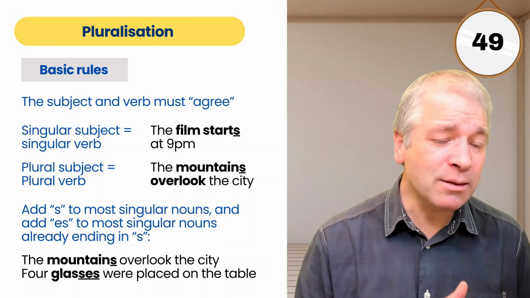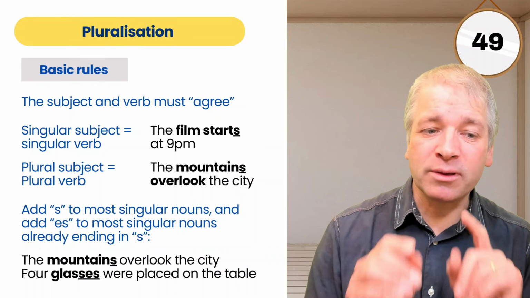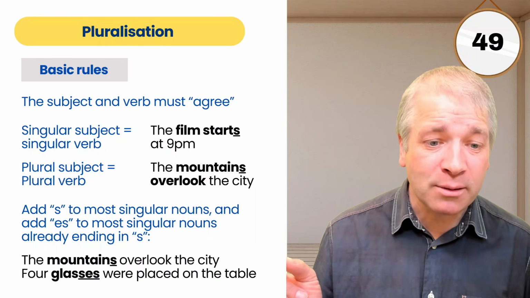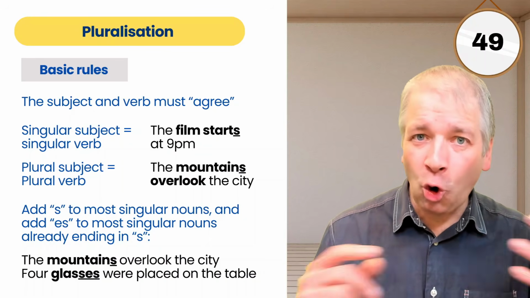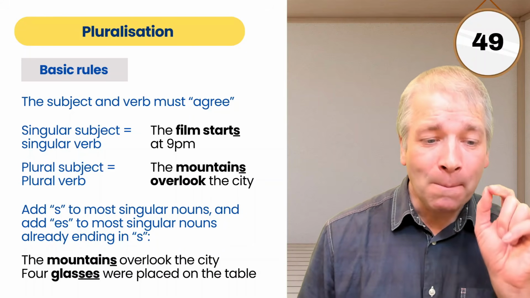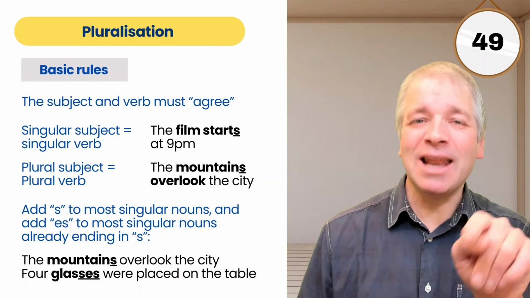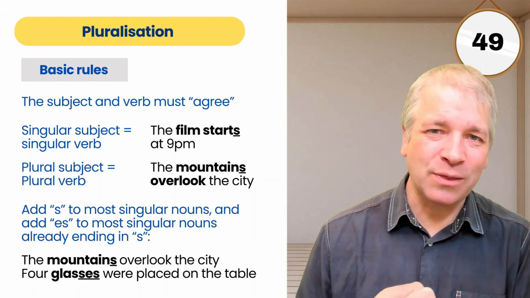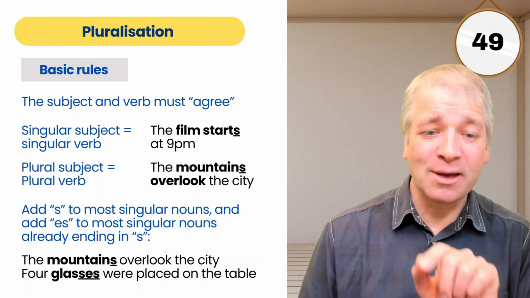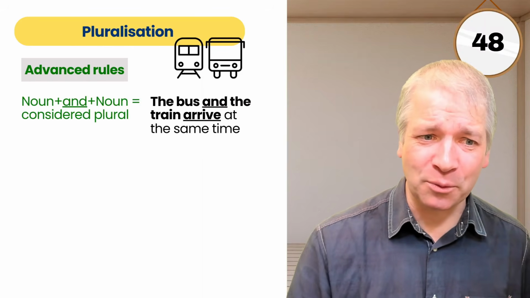Also, you add S to most singular nouns, but you add ES to most singular nouns already ending in S. So the mountains overlook the city. Well, this is the normal use. The word ended with an N, so just add an S afterwards. But glass is a word that already ends in S. So add ES at the end, not another S. We wouldn't have 3 S's in a row here. 4 glasses were placed on the table. Let's expand this a bit more as we go into the advanced rules.